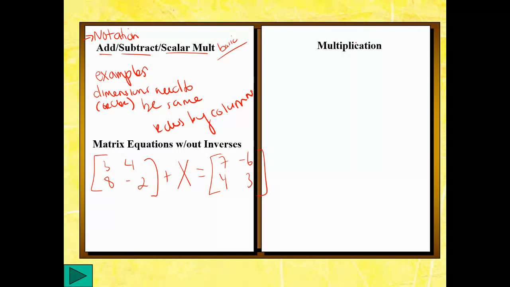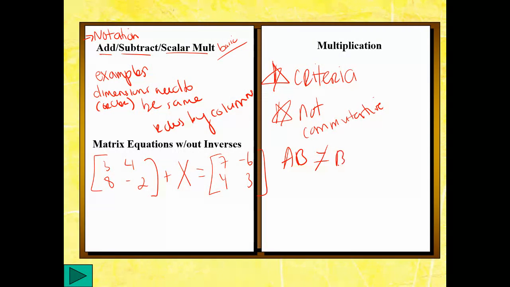And then over here, I have matrix multiplication, right? Which was a little different. So think about what the criteria is. It's not commutative. If you do A times B, it's not the same thing as B times A. The only time that would be true is if you're multiplying by the identity matrix, right? It's not commutative. Remember, the columns must match rows.